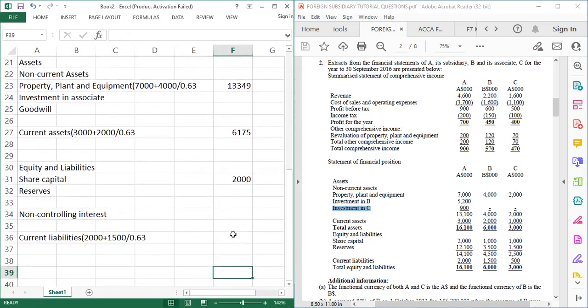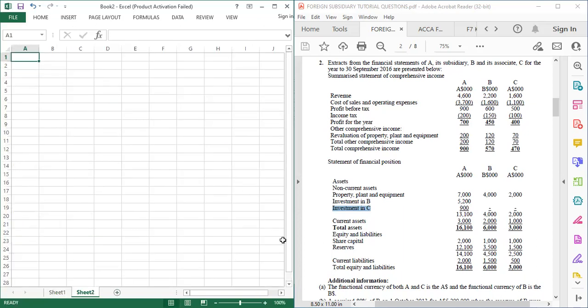Let's look at the current liabilities. 1,500 divided by 0.63 gives 2381. Okay. Plus 2,000 is 4381. You haven't done any working, so this is what you have done. If you can't do the rest, you can leave it.